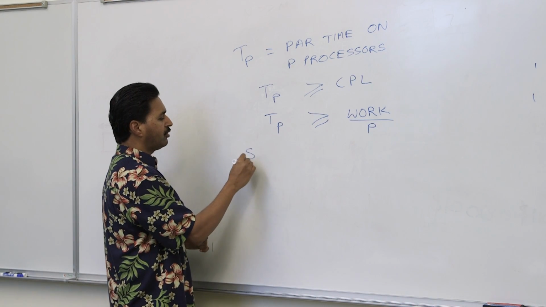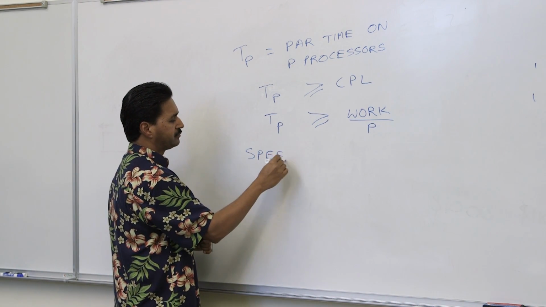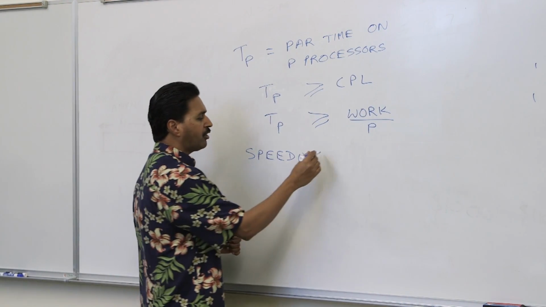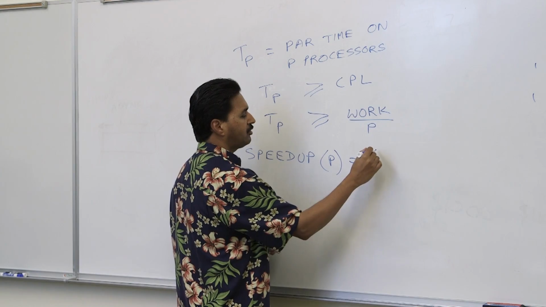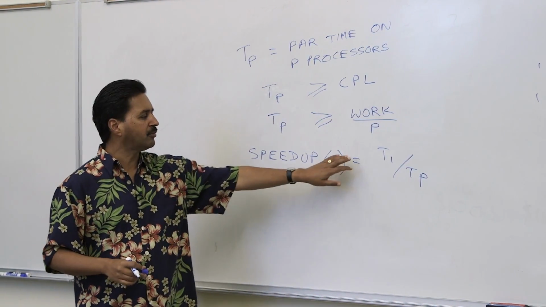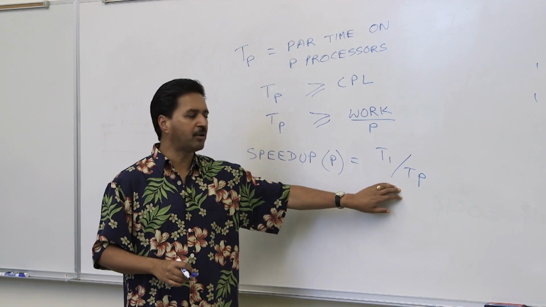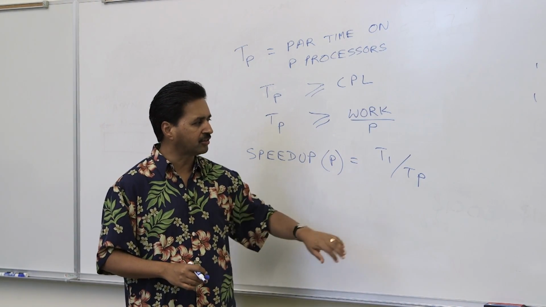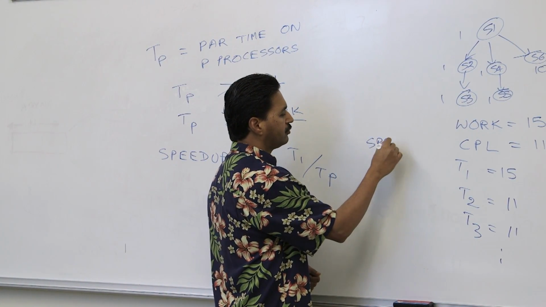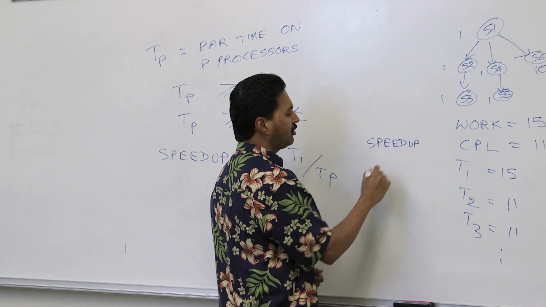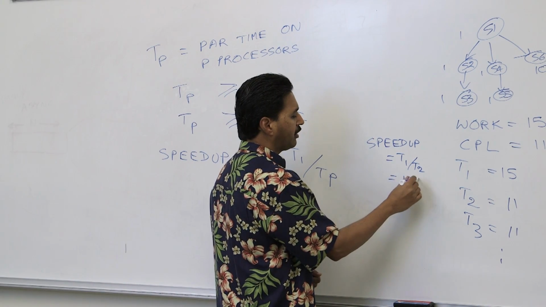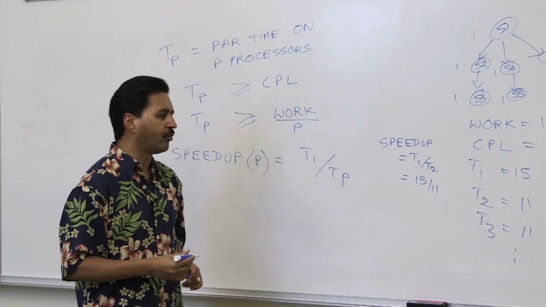Another useful definition is one called speed up. So the idea behind speed up is, if you have p processors, how much faster can you go compared to one processor? And it's the ratio of the time taken by one processor divided by the time taken by p processors. So over here, for example, the speed up with two processors was T1 divided by T2, which is 15 divided by 11. So it's about 1.4 or so.